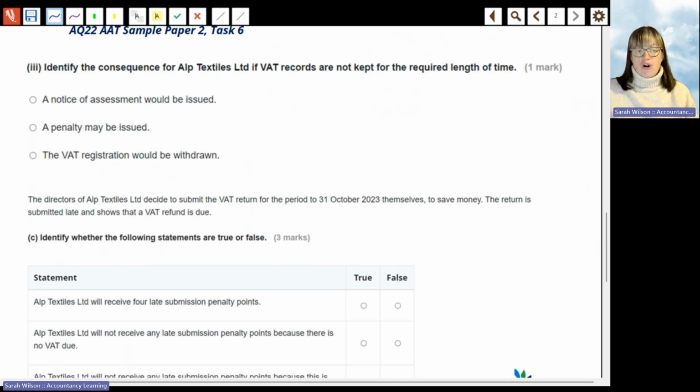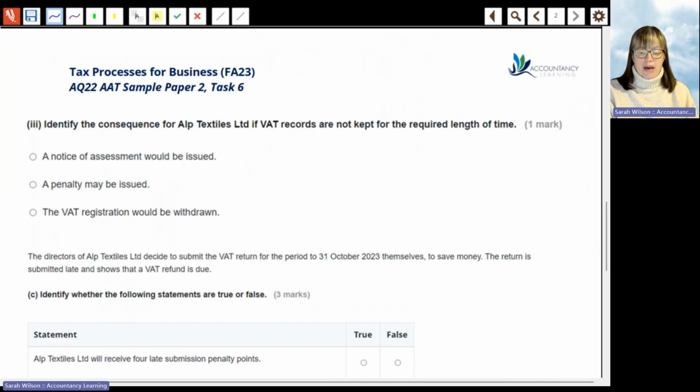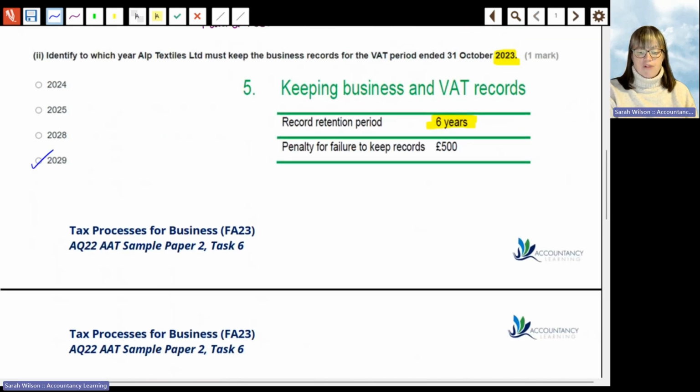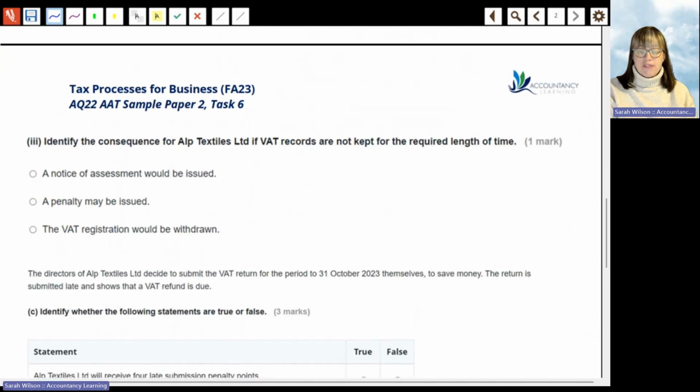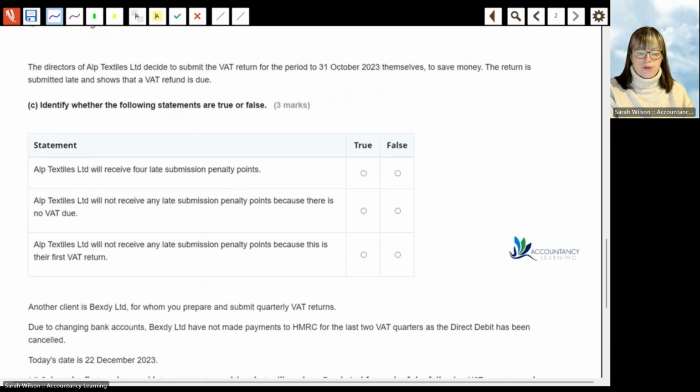Then we need to identify the consequence for ALP Textiles Limited if VAT records are not kept for the required length of time. If we go back and look at reference material 5 again, we can see that a penalty for failure to keep these records is £500. Looking at our options, a notice of assessment would be issued, a penalty may be issued, the VAT registration would be withdrawn. The correct answer is the penalty may be issued.